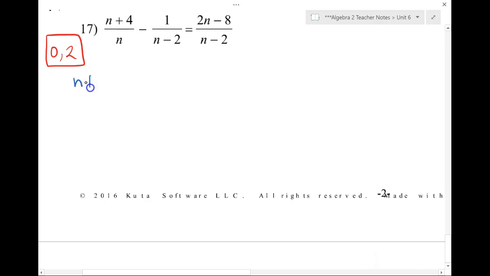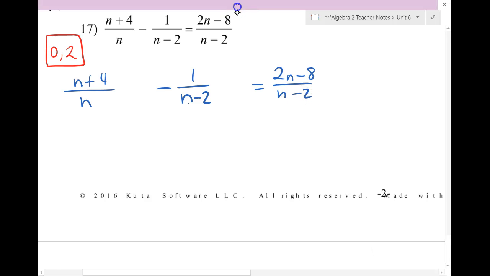So now let's rewrite our problem. Now I have n plus 4 over n minus 1, over n minus 2, and then 2n minus 8 over n minus 2. Okay, so now I know that I'm going to have to multiply by n minus 2 here to eliminate that denominator, and so I'll do the same to all of them.